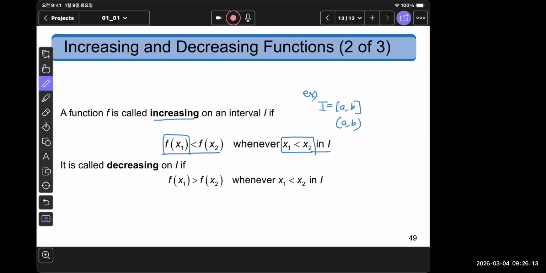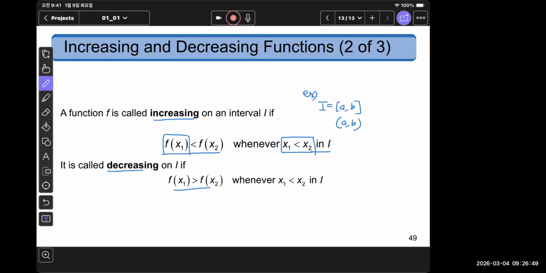And if you have the opposite direction, if f of x1 is greater than f of x2, whenever x1 is less than x2, then we say the function is decreasing. So those are some special types. The even or odd functions, increasing or decreasing functions are some special types of functions. And in this section, we just reviewed the basic definitions of those special functions and some examples.